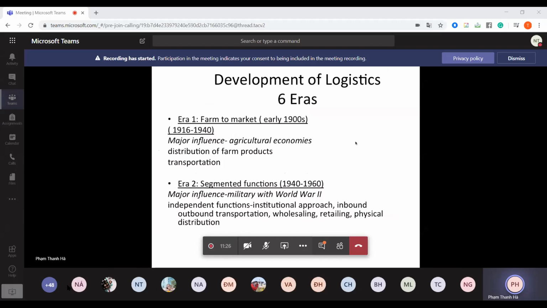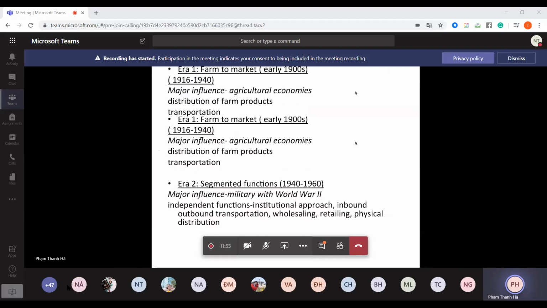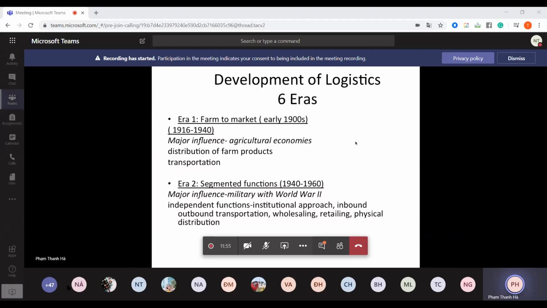The major influences were agricultural economies, distribution of farm products, and transportation. At the beginning of the 20th century, one of the main things we wanted to focus on was how to distribute the agricultural products from the farm to the market, via different channels and using different types of transportation.